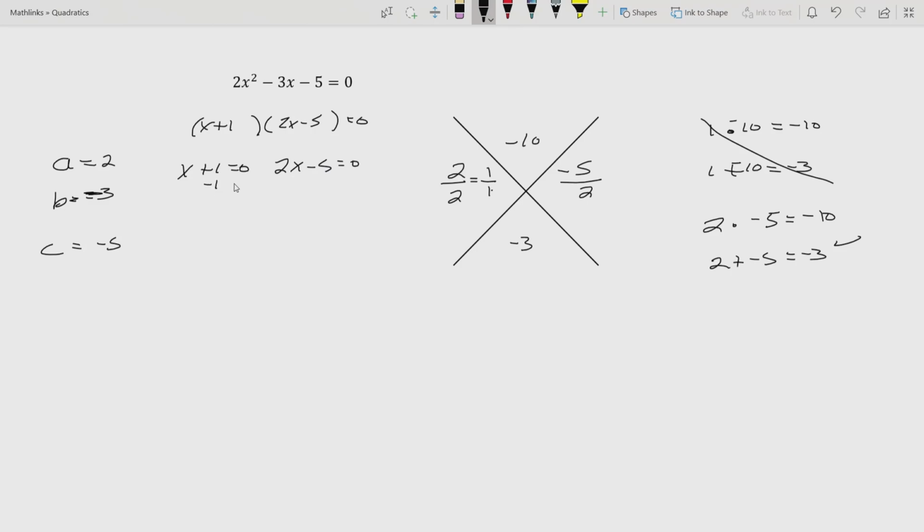So we're going to subtract 1 from both sides. So our first solution is x is equal to negative 1, which is going to be negative 1 and 0. But here we got a two-step equation, so we want to add 5 to both sides. And we have 2x is equal to positive 5, and then divide by 2. So x is equal to 5 over 2. So our solution is 5/2 and 0.